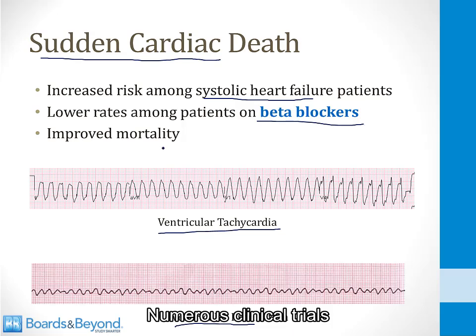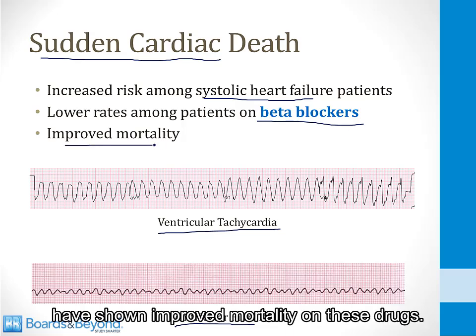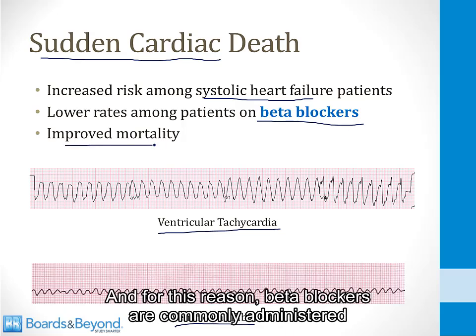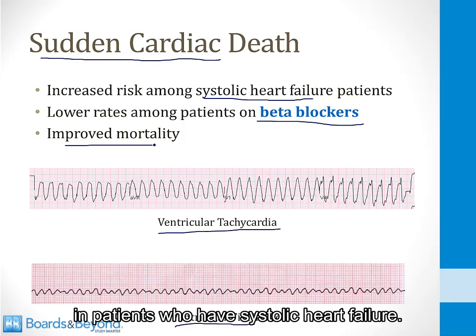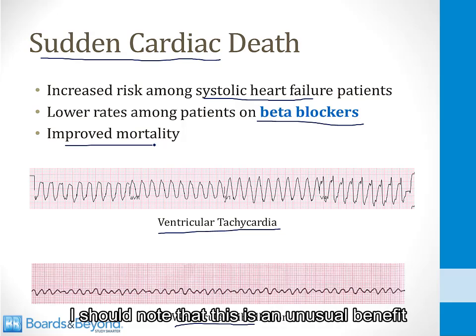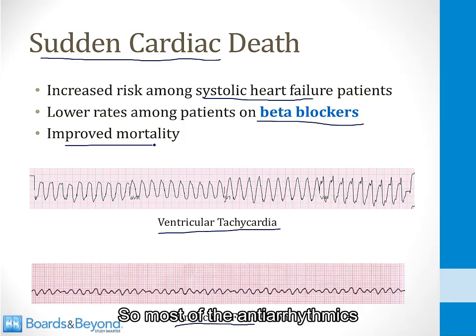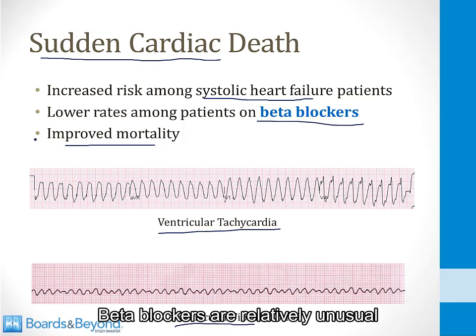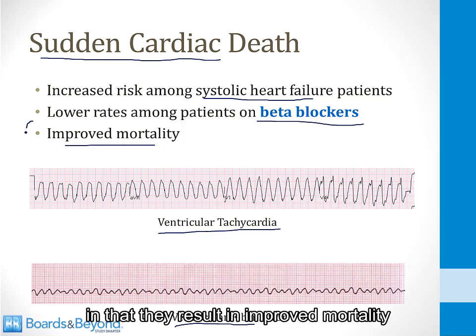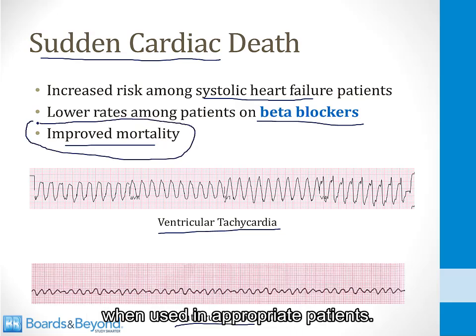Numerous clinical trials have shown improved mortality on these drugs, and for this reason beta blockers are commonly administered for their antiarrhythmic properties in patients who have systolic heart failure. I should note that this is an unusual benefit of an antiarrhythmic drug. Most of the antiarrhythmics we've discussed in this module worsen mortality. Beta blockers are relatively unusual in that they result in improved mortality when used in appropriate patients.